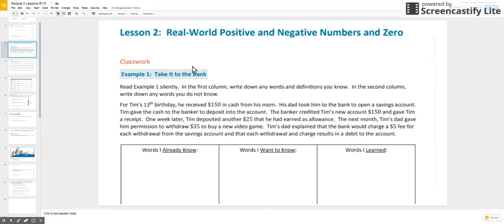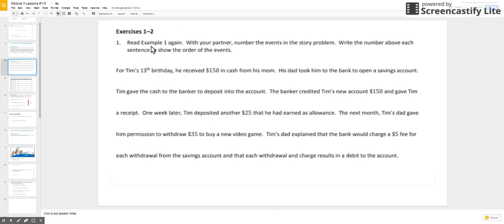All right, so let's go ahead and skip example number 1. Move on to exercise 1 and 2. Read example 1 again. Well, you're supposed to read this in the first one. We're just going to read it all together and talk about it with your partner or as a group.